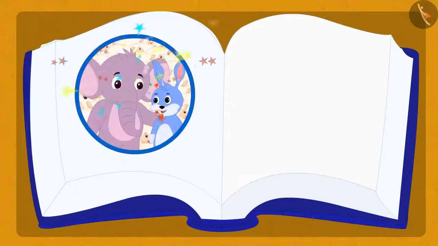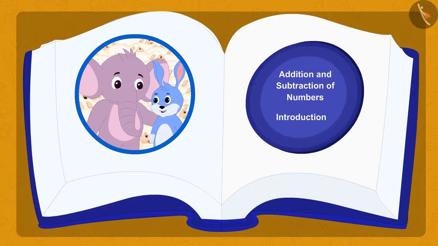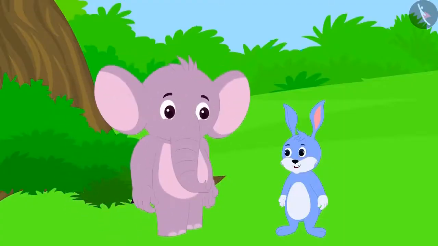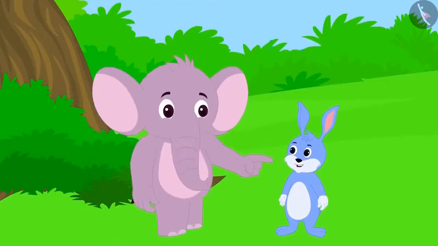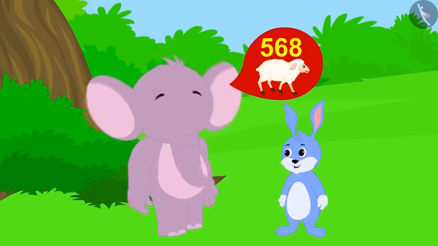With the help of a funny story today, we will learn addition and subtraction of numbers. Appu once asked Bunny to rear his sheep. Appu had a total of 568 sheep.